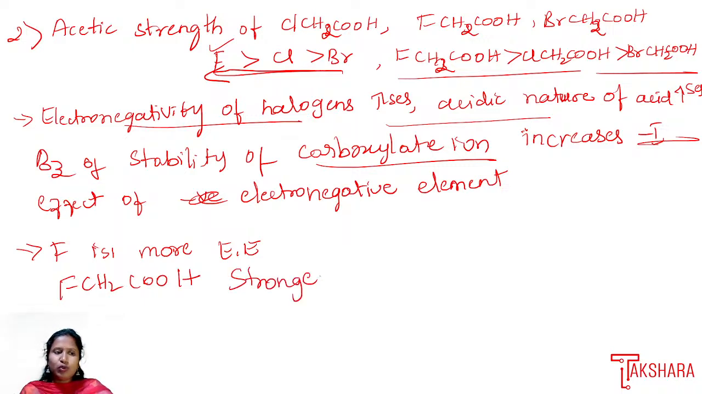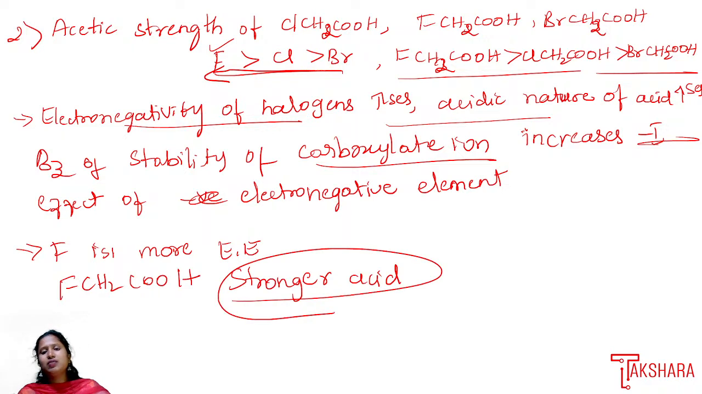So fluoroacetic acid is the stronger acid, we can consider. Fluoroacetic acid is what? Stronger acid, and bromoacetic acid and chloroacetic acid are weaker than fluoroacetic acid, we can say. Okay, so why will fluoroacetic acid be stronger? Because the fluorine atom is a more electronegative element. Fluorine is the more electronegative atom.